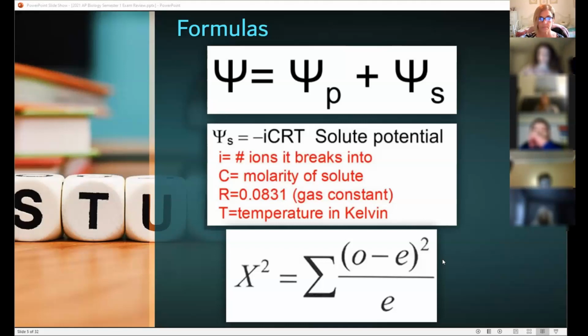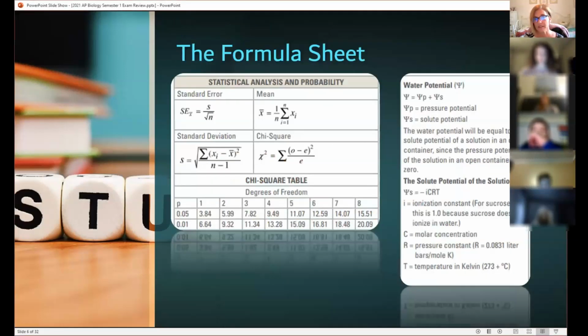Okay. You will be given the formula sheet. The formula sheet is at the end of the test. And in May, you'll have the formula sheet as well. It's a single page, double-sided. And it's good to be able to find where this is at. But these are the only 2 pieces you're going to need.